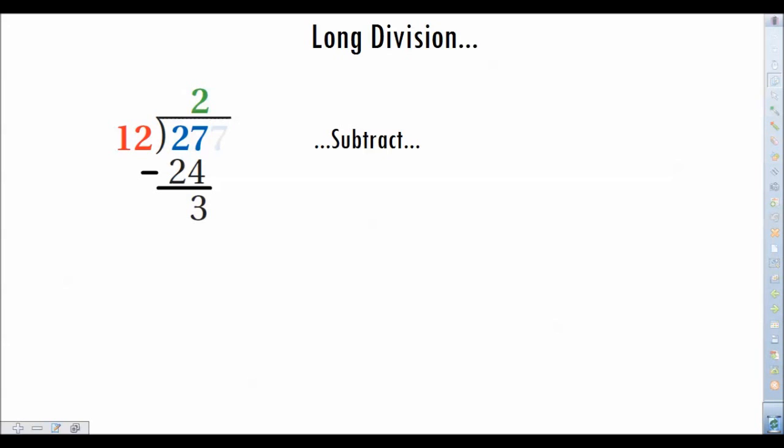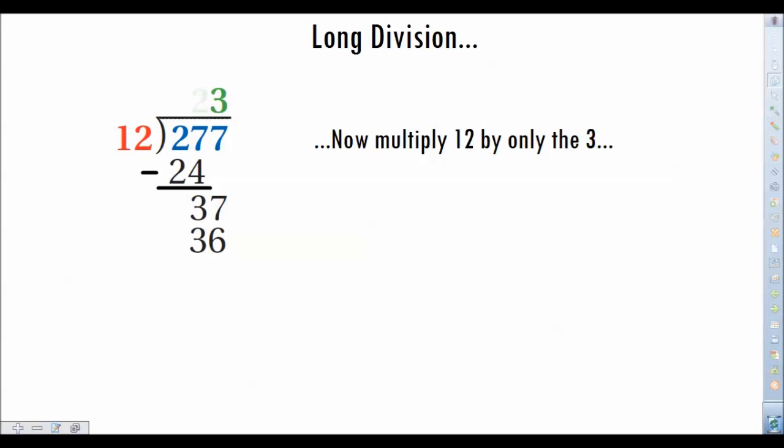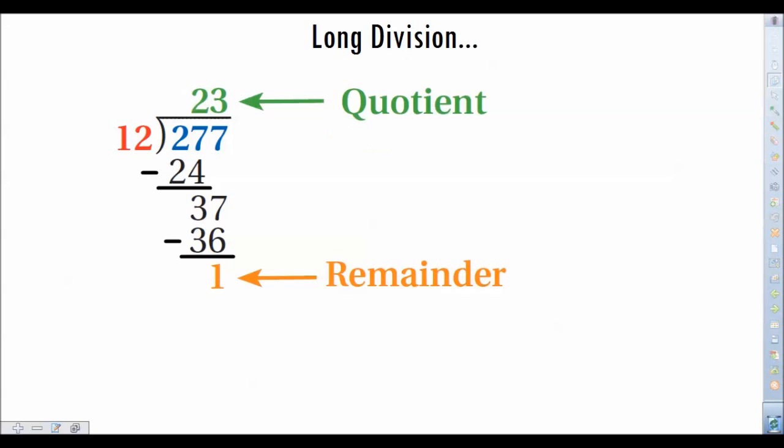What do we do next? Well, since 12 was too large to go into 3, same deal as what we had before, we had to bring down that 7, right, and turn that into a 37. Then this process starts over again, right? 12 going into 37 goes in there, what, 3 times, right? So if it's 3 times going in there, what did we do next? Yeah, we just focused on the 3. We took that 3 and we multiplied it by the 12, giving us 36, and then we subtracted, which landed with that 1, and since there weren't any other numbers to bring down, that ended up being our remainder. 23 there was our quotient.